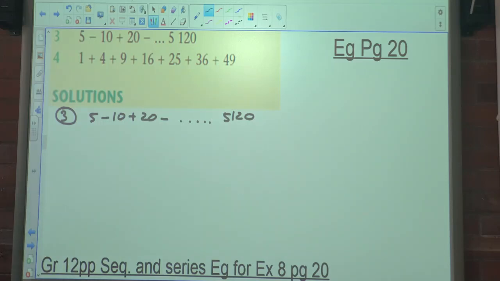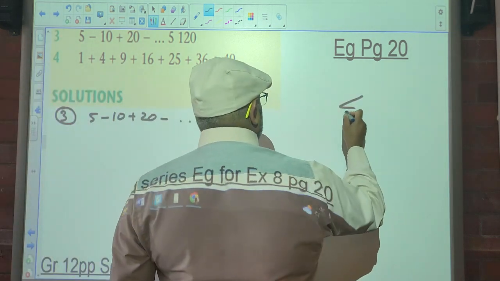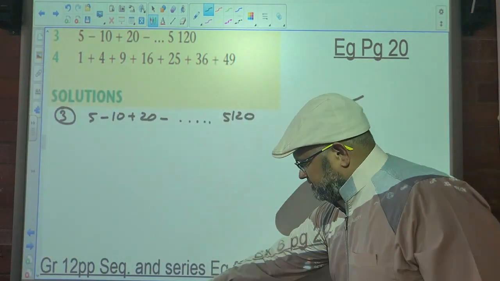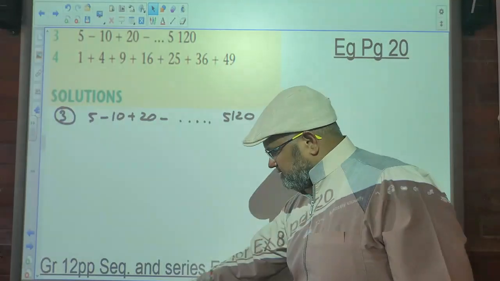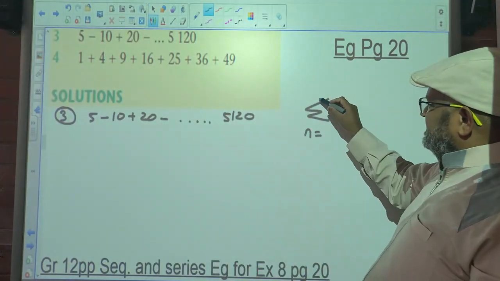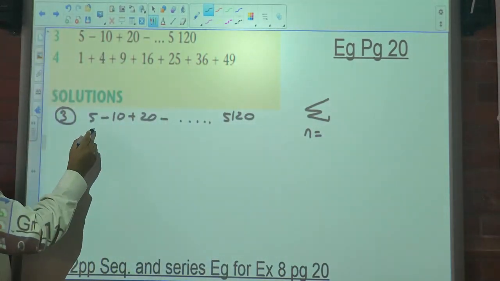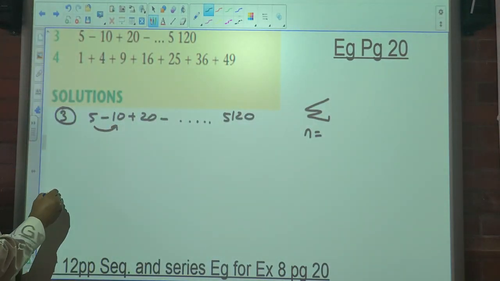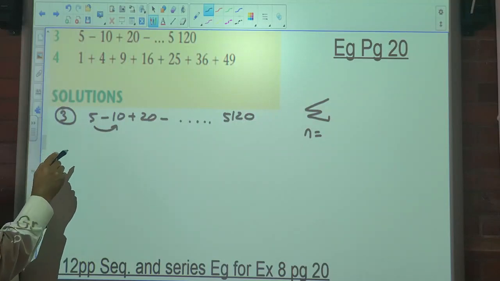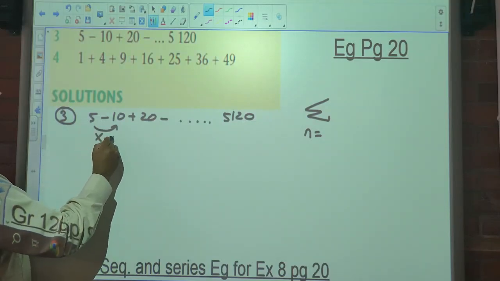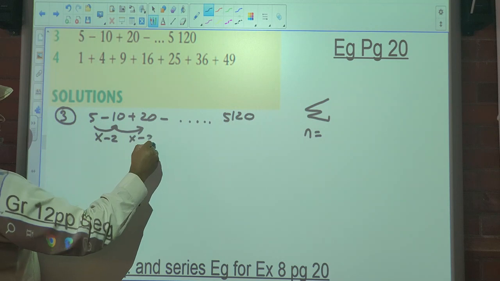Right, where do we start? The sigma. What's my starting point? N is equal to 1. General term we're going to work out first. People, how do I move from one term to the next? So negative 10 over 5, no? Which is negative 2. So I'm multiplying it by negative 2 all the time.